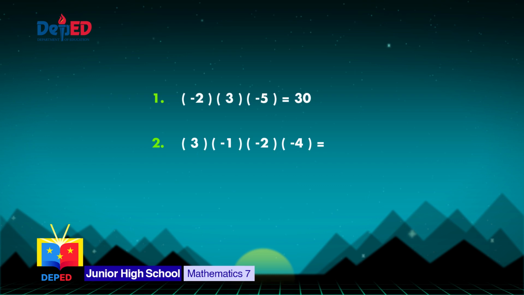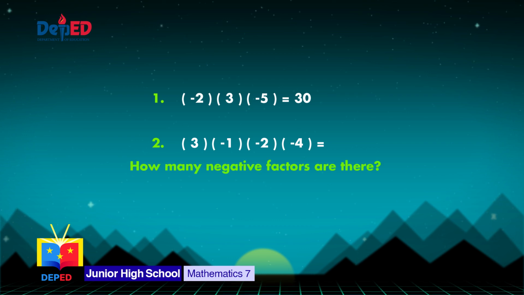Number 2. 3 times negative 1 times negative 2 times negative 4. How many negative factors are there? We have 3. And 3 is odd. Since odd, the sign of the product is negative. And 3 times negative 1 times negative 2 times negative 4 is negative 24.